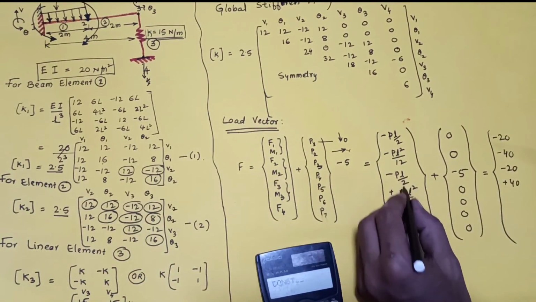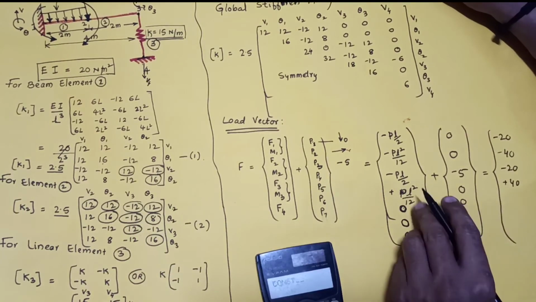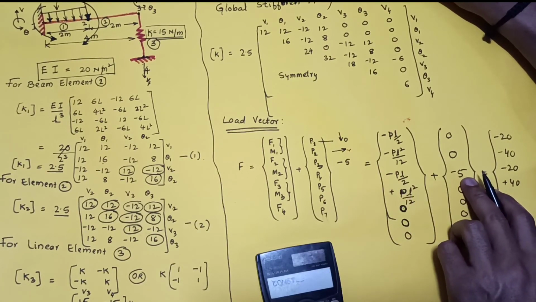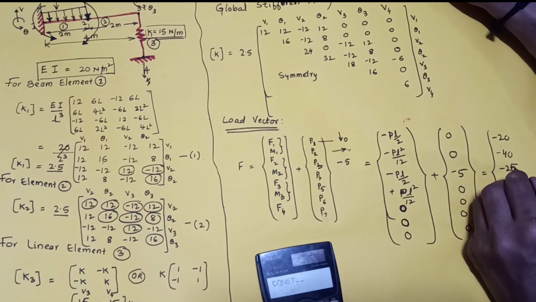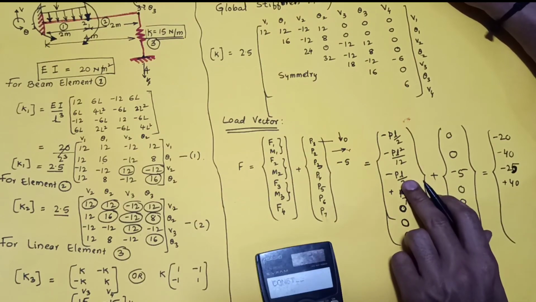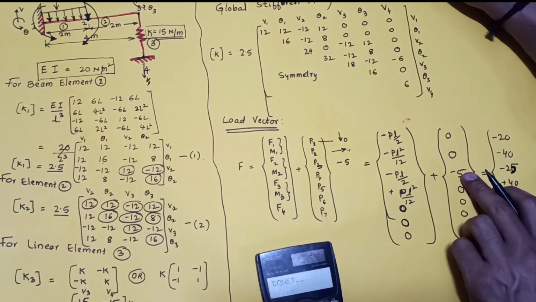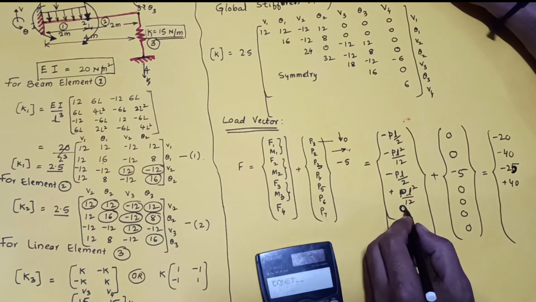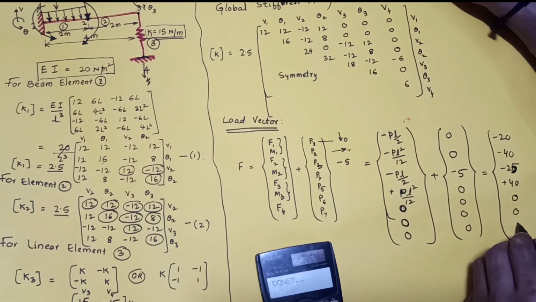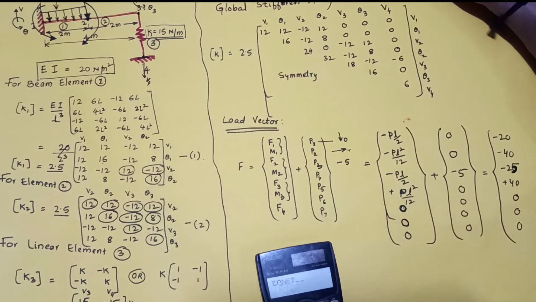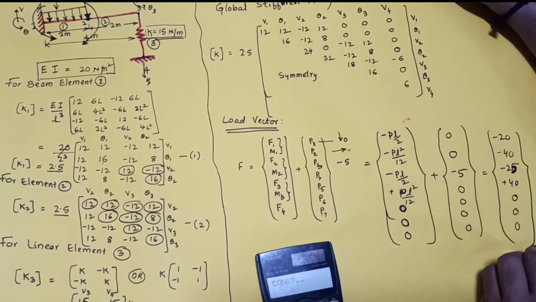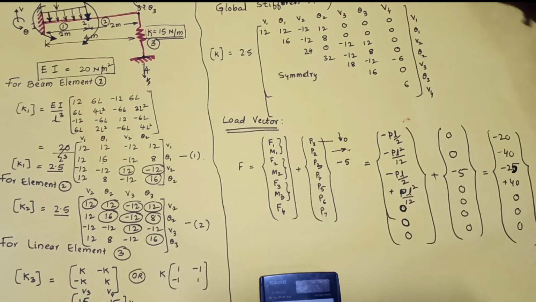Then 0, plus here in the third row you can see it is minus 20 minus 5. So you can directly write 25. Got it? Only in this case, PL by 2 is minus 20, so minus 5, so minus 25. Now in the remaining three it will be 0, 0, 0. So this is the force vector.